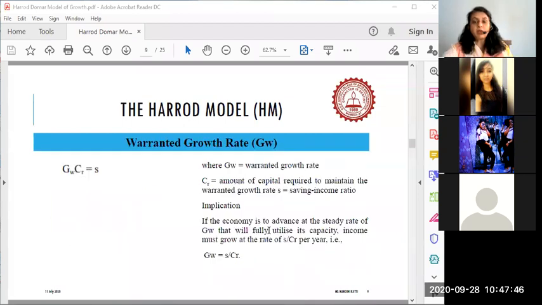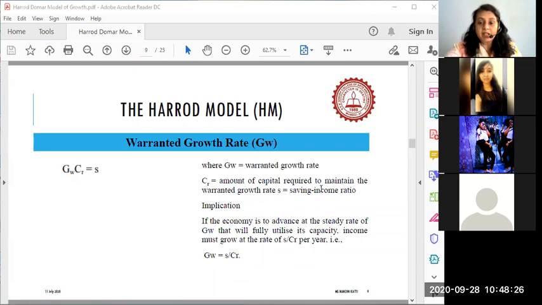Now we will go further. We will understand what is warranted rate of growth, or warranted growth rate. GW CR is equal to S. What is this new thing? What is this R and what is this W? GW, I've already told you, is what is called the warranted growth rate. What was the warranted growth rate? I had told you India must try to achieve a 10% growth rate. So trying to achieve that is the warranted growth rate. What is CR?